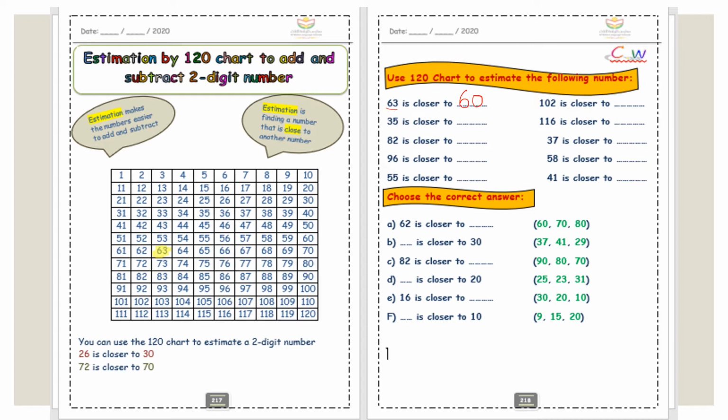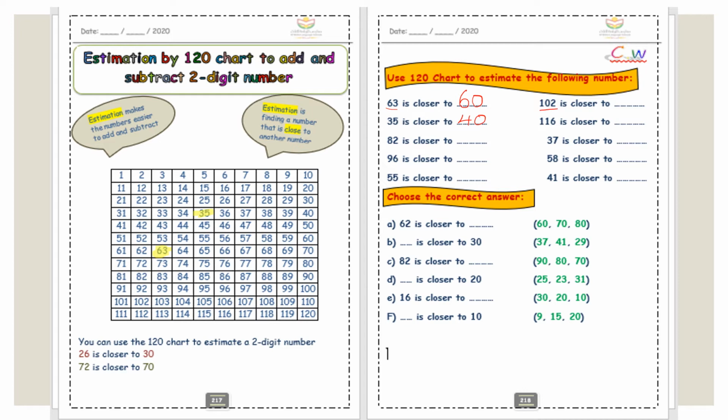35, is it closer to what? So let's see where 35 is. Let's mark 35. Now, 35 is closer to, yes, it's in the middle. So it's in the middle. We're going to round up to 40. So it's closer to 40. Very good. Excellent.